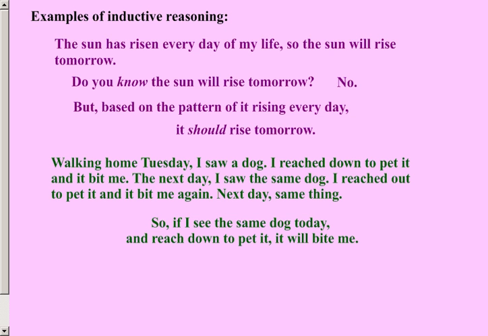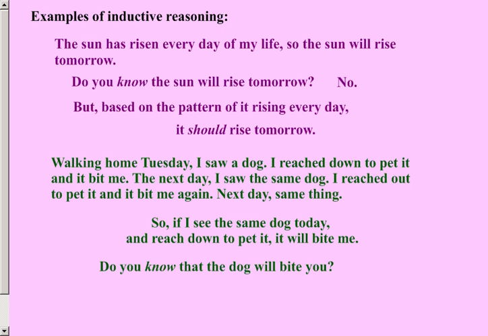Okay, but from a position of inductive reasoning, we would say, all right, so if I see the same dog today, and I reach down to pet that dog, it will bite me. Okay, well, that seems like a very reasonable thing to say. Based upon the observable pattern, walking home, seeing the dog, trying to pet it, dog bites me, happening repetitively, this seems like a reasonable prediction to make.